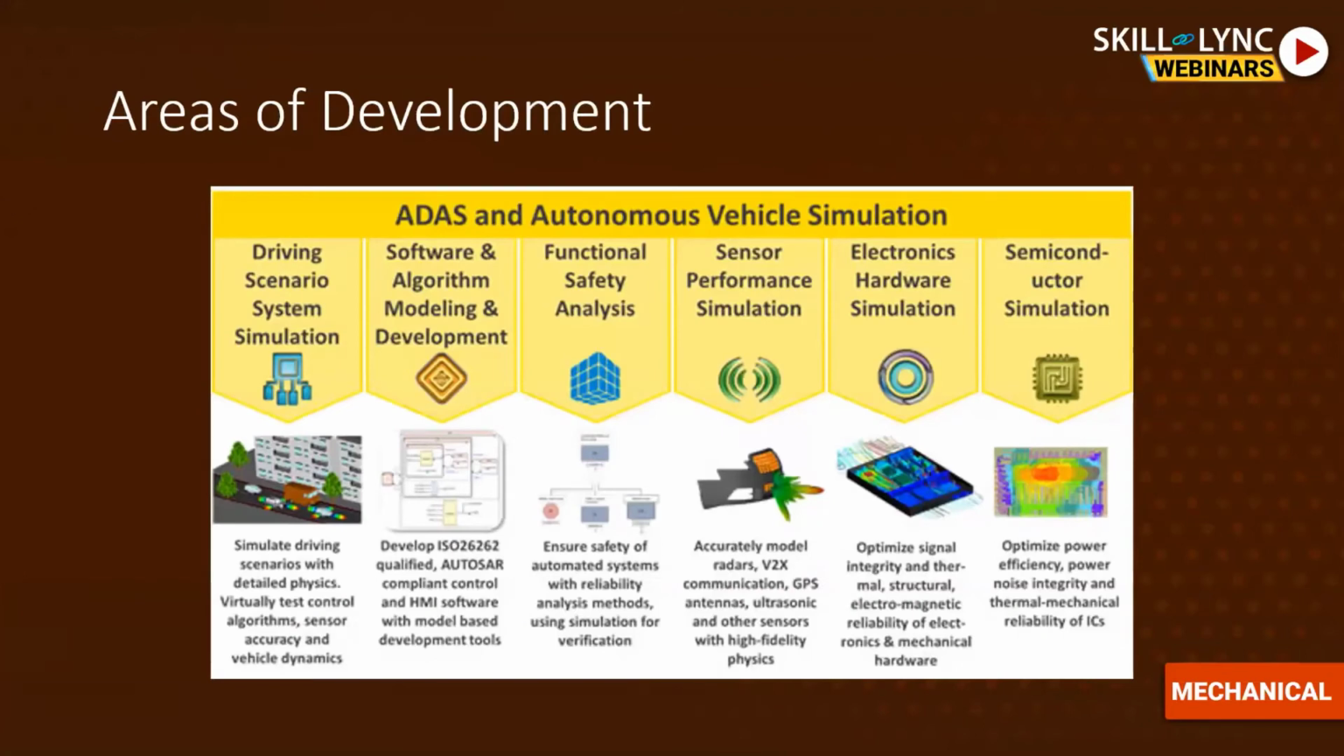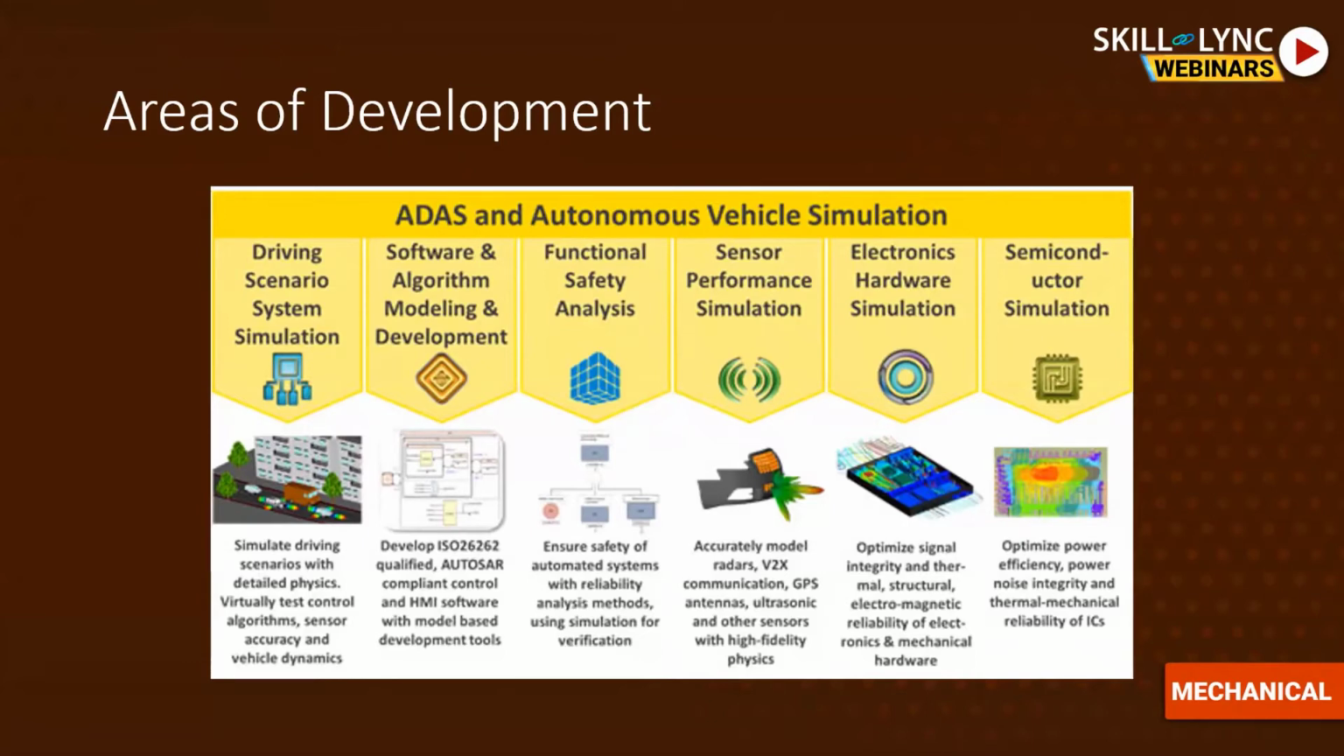So, the areas of development. There are a few sectors where simulation can help us improve our autonomous driving technology. The first one is scenario testing. As I mentioned, there are various scenarios in autonomous driving, like crossing the road or changing the lane. These scenarios can be tested in simulation. That's the first kind of simulation testing.